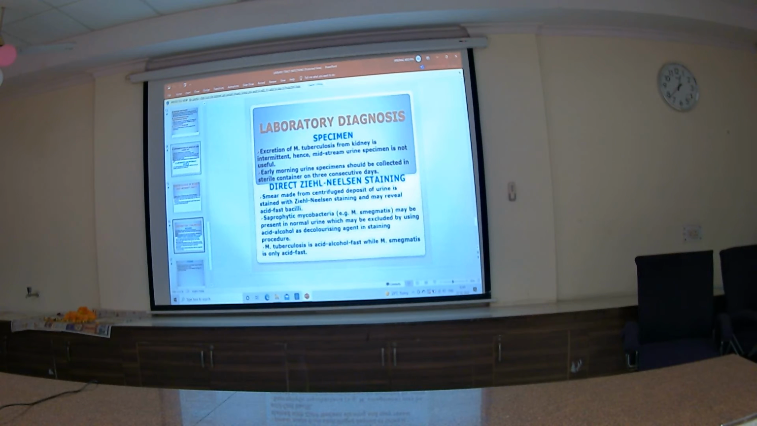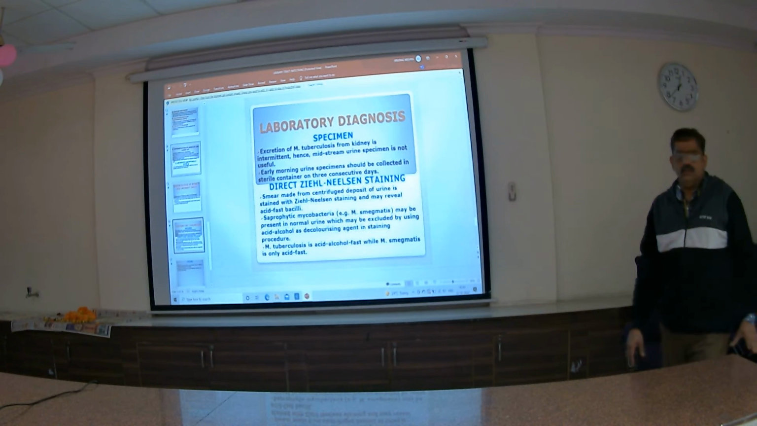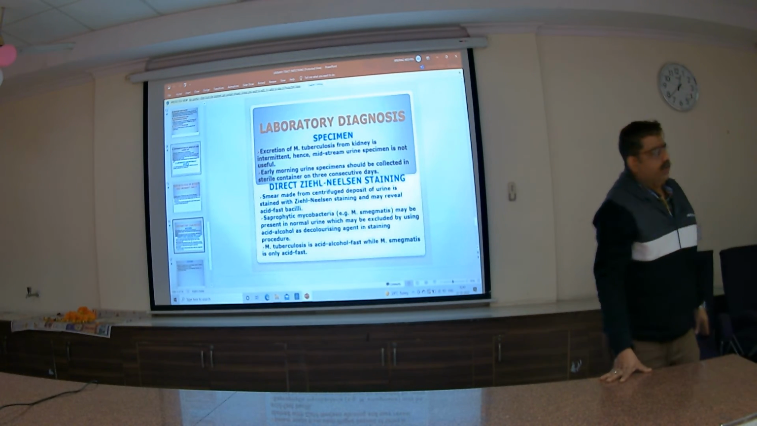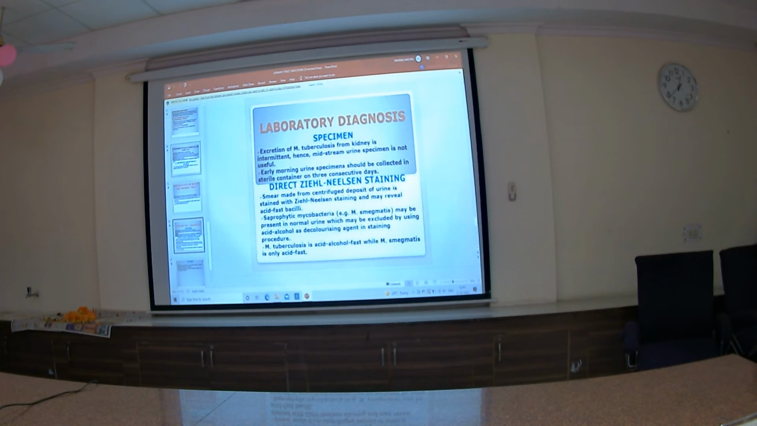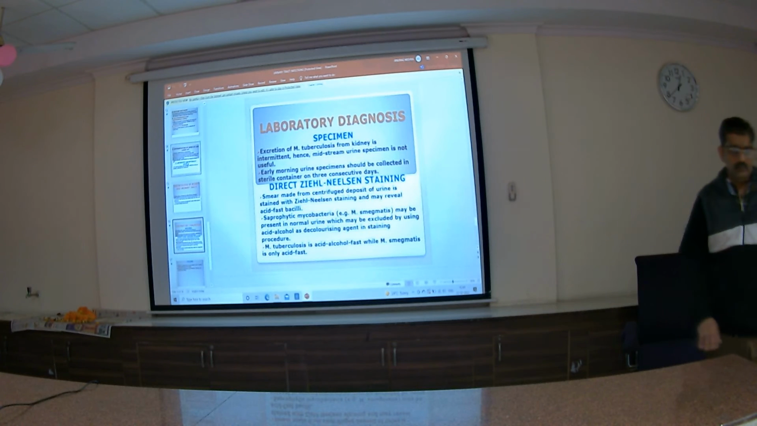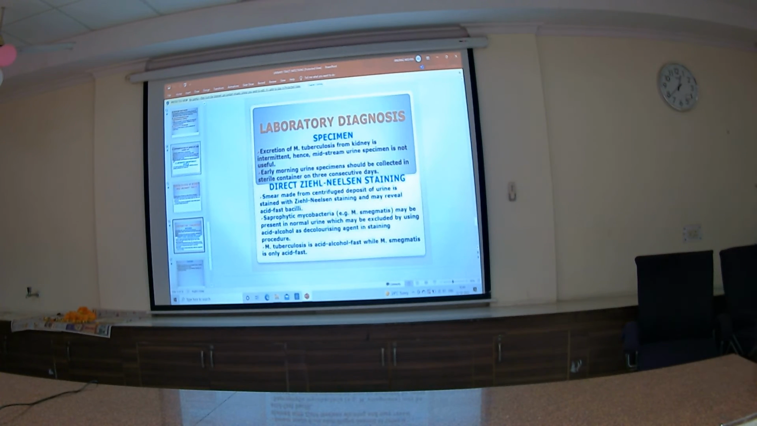Sometimes saprophytic mycobacteria, for example Mycobacterium smegmatis, may be present in normal urine and this can be excluded by using acid alcohol as a decolorizing agent.